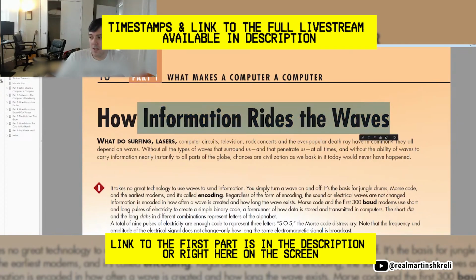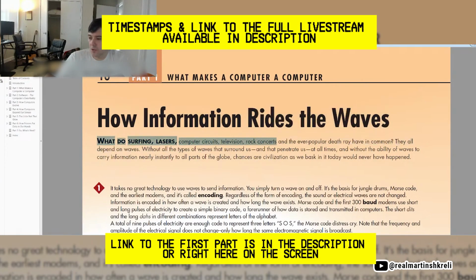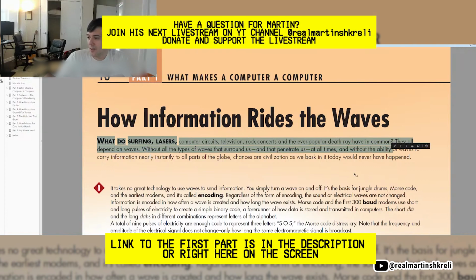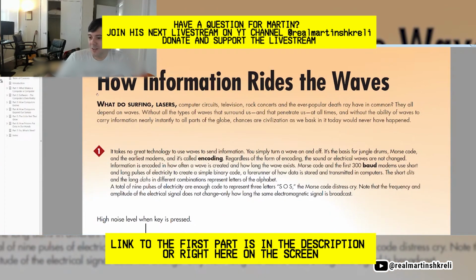How information rides the waves. What do surfing, lasers, computer circuits, televisions, rock concerts, and the ever-popular death ray have in common? They all depend on waves.